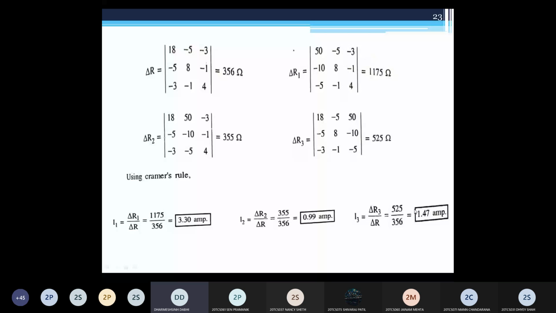But then our answer: I1, I2, I3. Is there any doubt? Does any student have a doubt in the example? Because the next example you have to do.